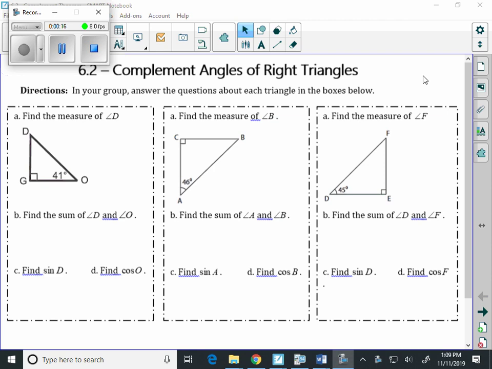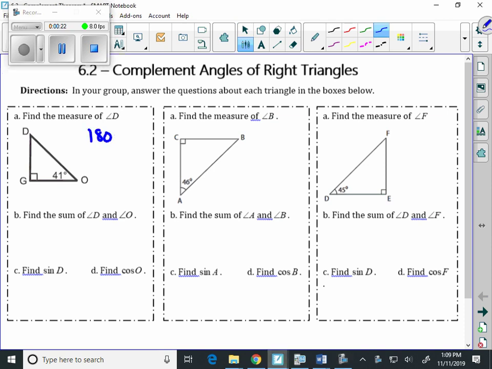The first one says find the measure of angle D, and we're going to take 180 degrees, because there's 180 degrees in a triangle, and we're going to subtract 90, and we're going to subtract 41. And when we do all of that, the measure of angle D is going to be 49 degrees.